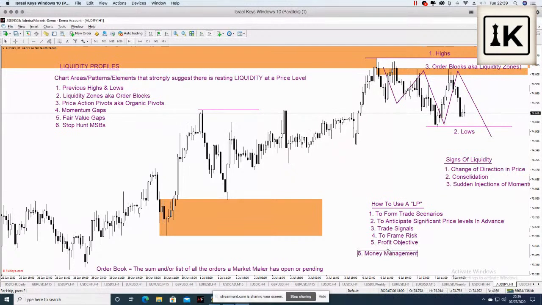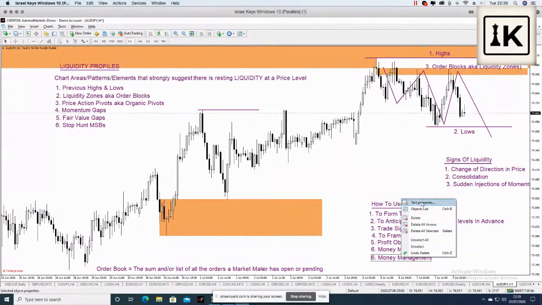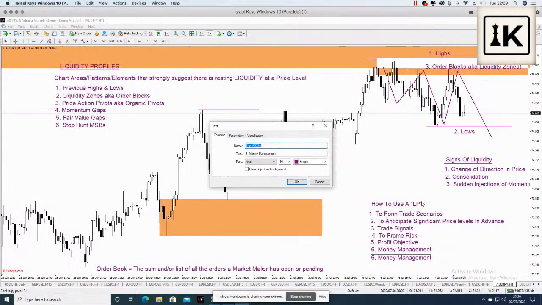And the final one, which seems very obvious, but when you chew on it as you get more matured as a trader, you'll understand what I'm putting on the list is to determine market structure.